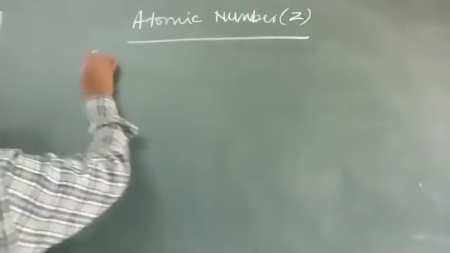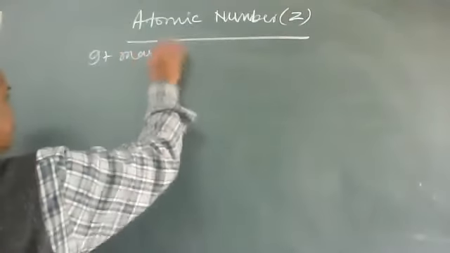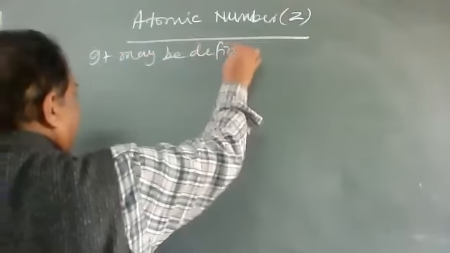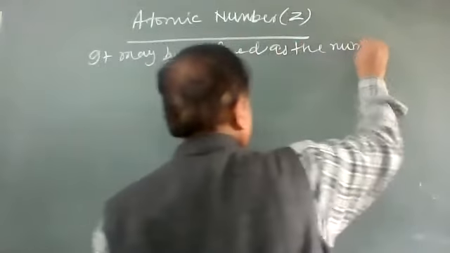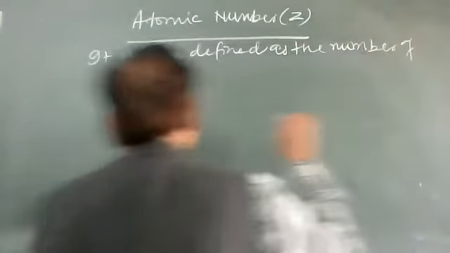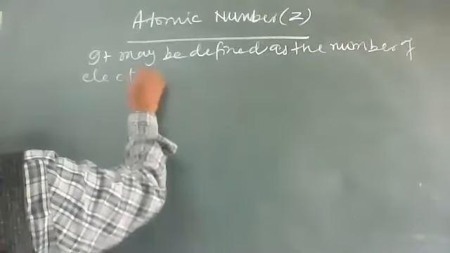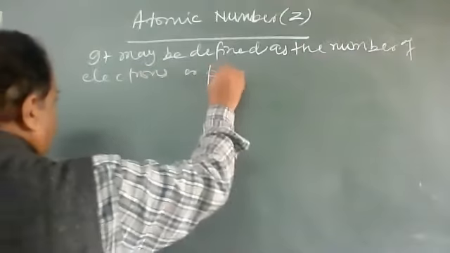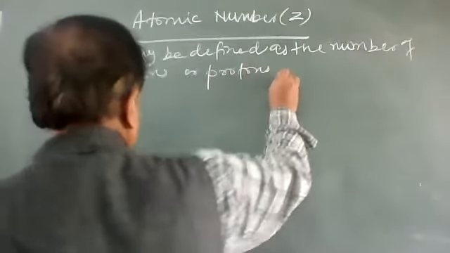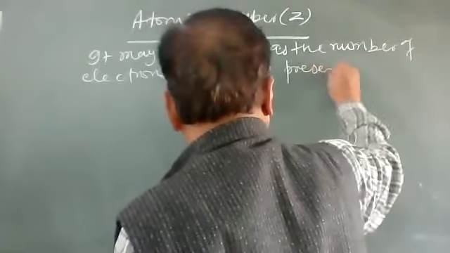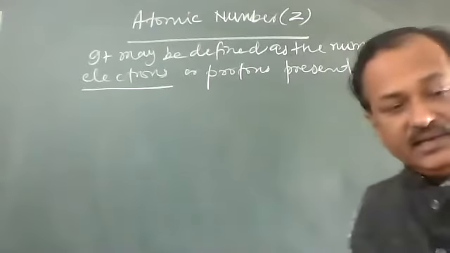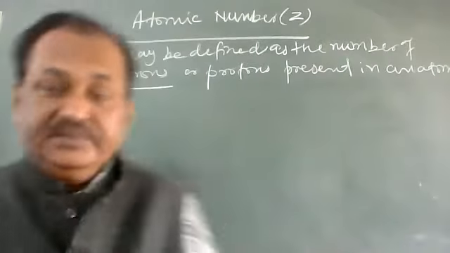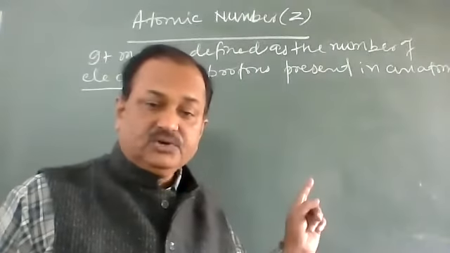So it may be defined as the number of electrons or protons present in an atom. Atoms are neutral. Atoms do not have any charge. So this is the definition of atomic number.